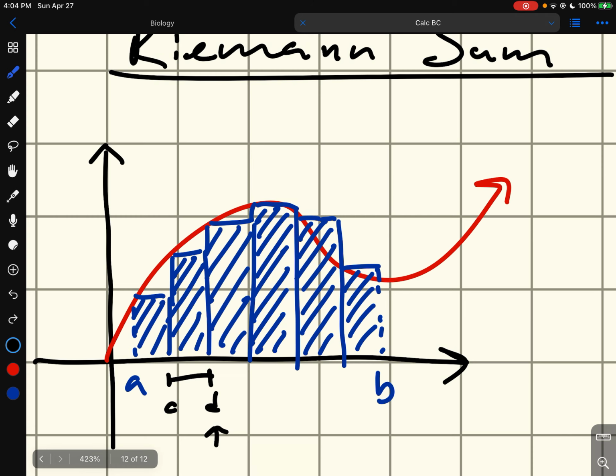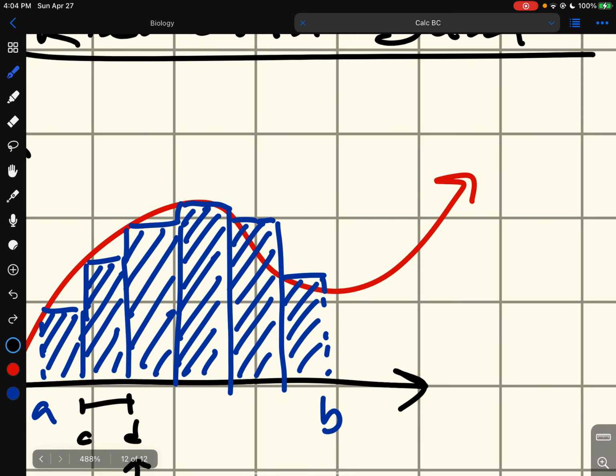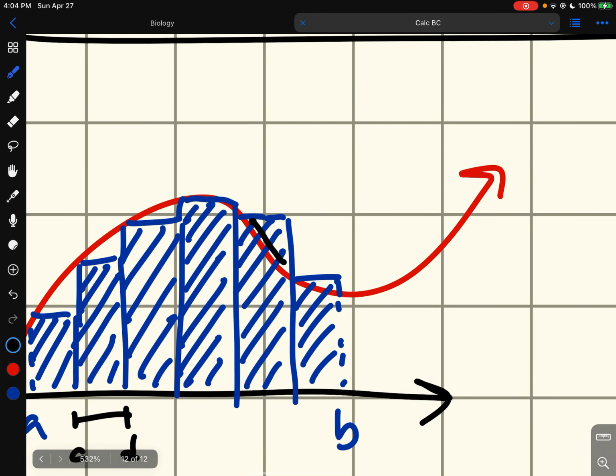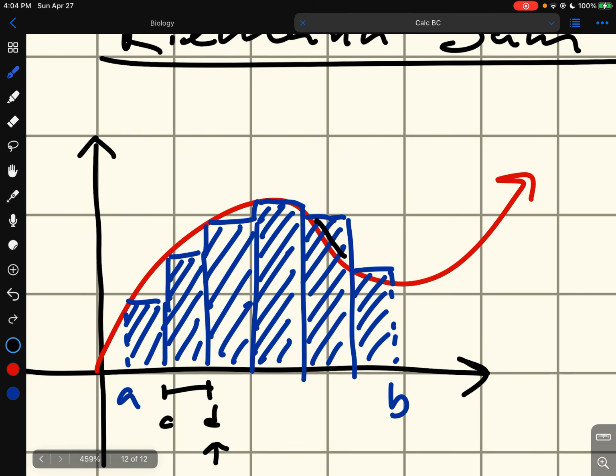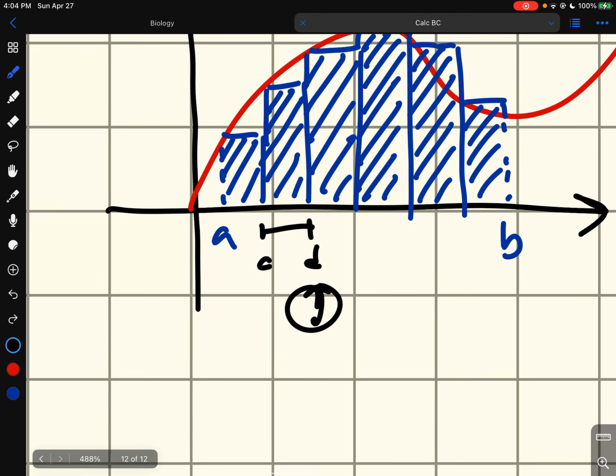But if you're using a left-hand sum and the function is decreasing, like over here, you're going to have an overestimate, because this is all space that we're accounting for that is not actually part of the area under the curve. And then the opposite is true if you have a right-hand Riemann sum.